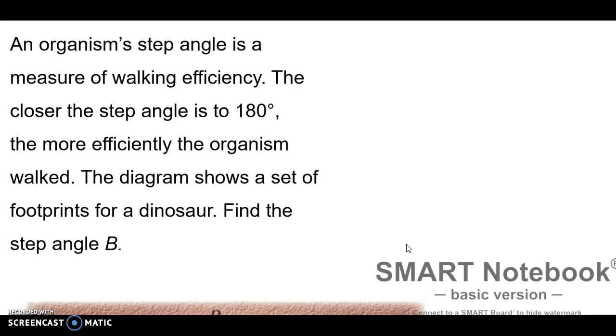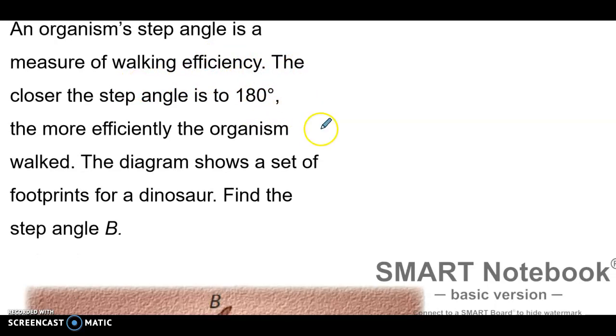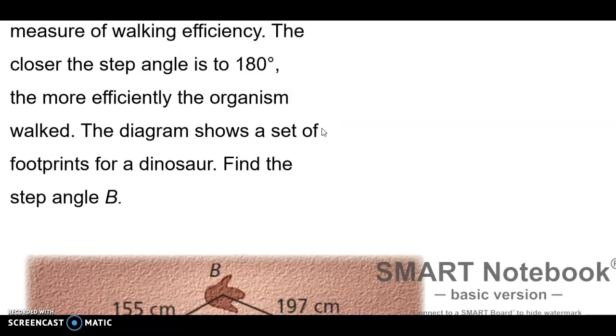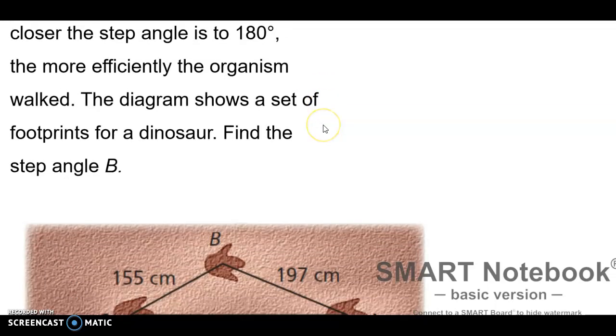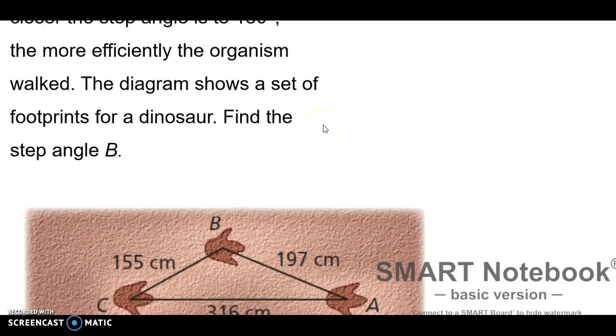So an organism's step angle is a measure of walking efficiency. The closer the step angle is to 180, the more efficient the organism walked. You had no idea that we measured organisms and their efficiency to walk. The diagram shows a set of footprints for a dinosaur. Find the step angle B.